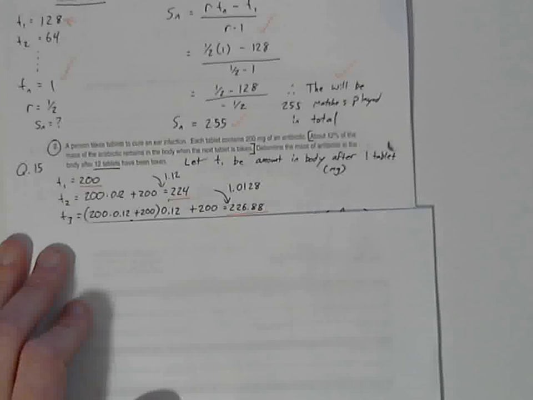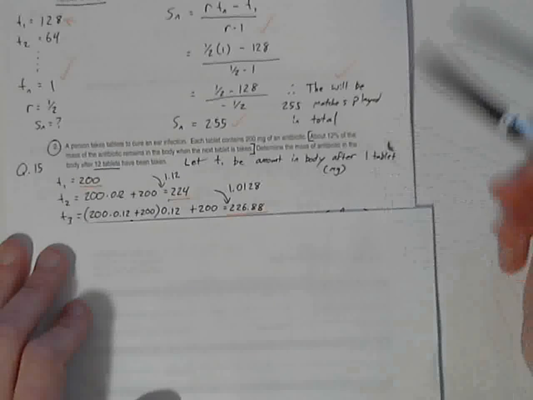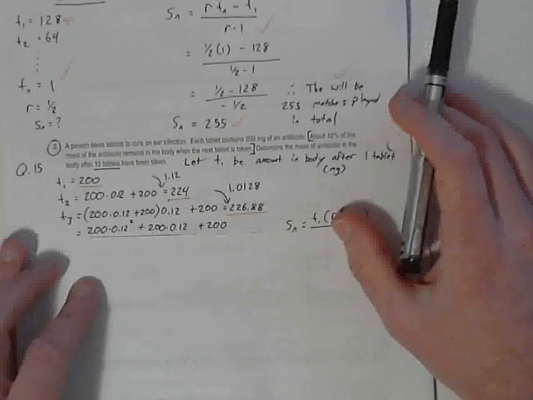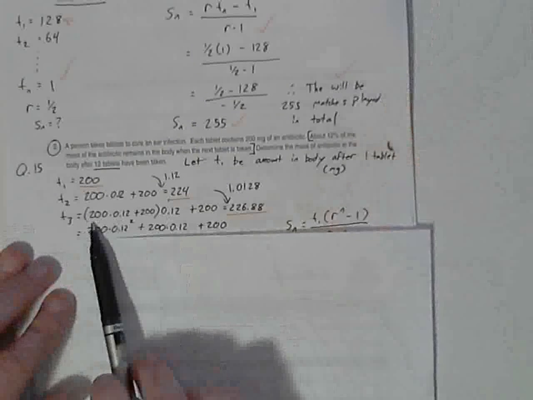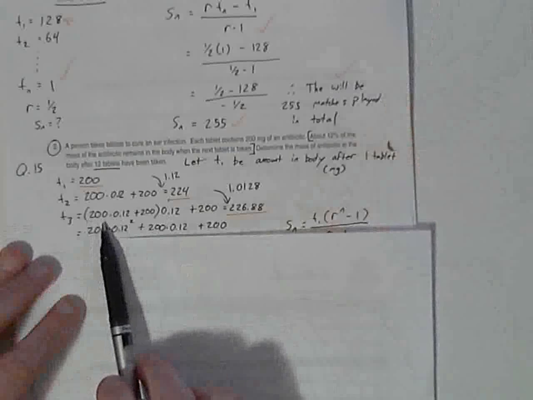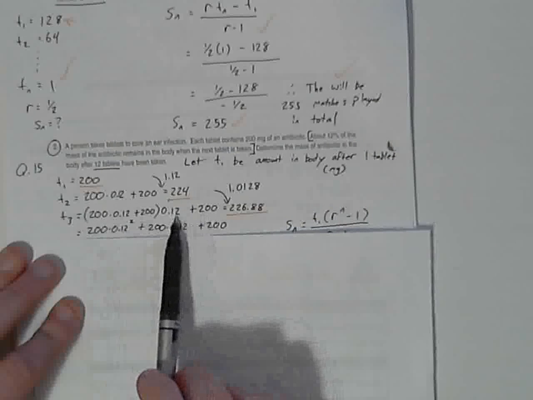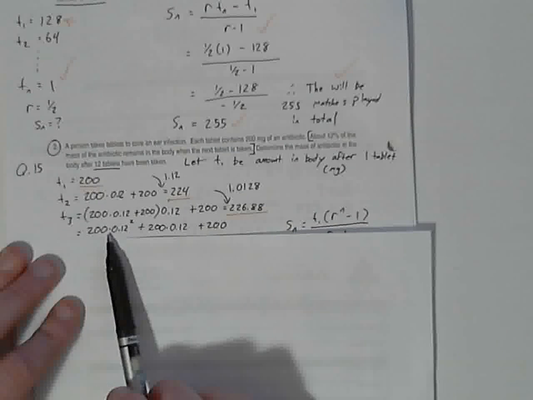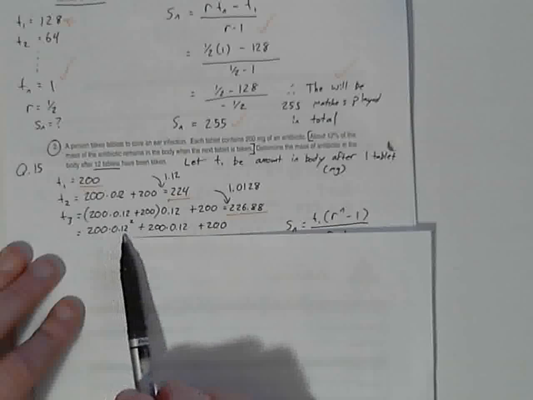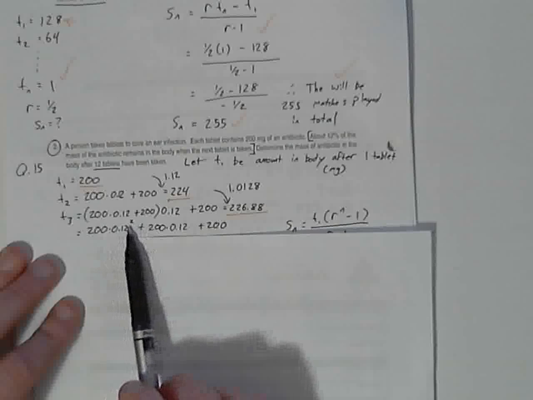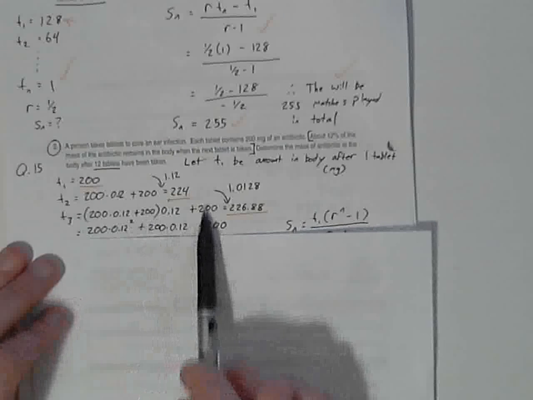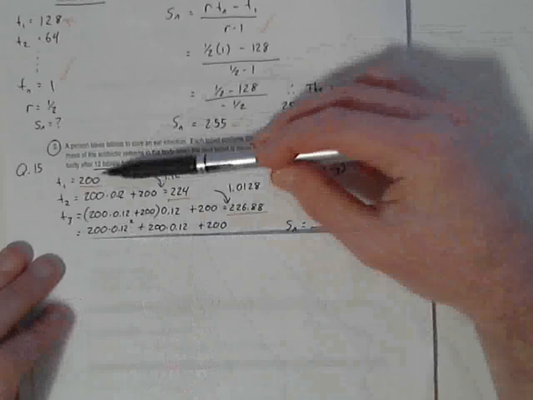And the answer, once you see it, is not too bad. I think it's hard to see at first, but I want to actually rewrite term 3. So let's rewrite term 3 and then we can see it a little bit easier. Let's expand this 12% into the brackets, which means this first term here becomes 200 times 12% squared. And then the second term here is 200 times 12%. And then we have our last term, plus 200. So we should be able to see a pattern from here to here to here.